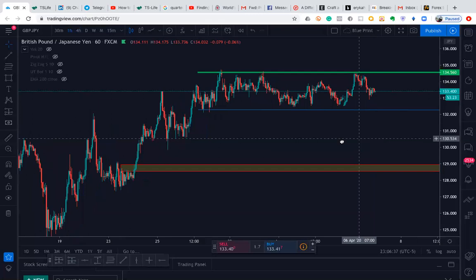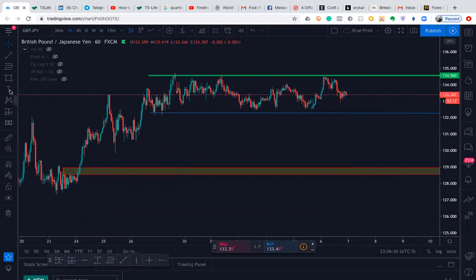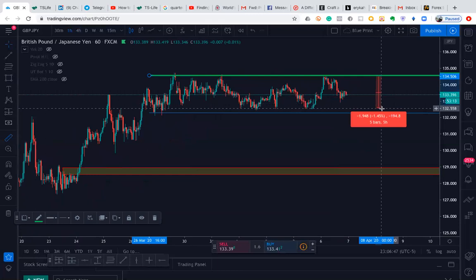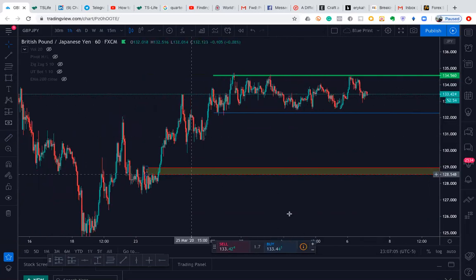Price right now is ranging. So all it's doing is ranging. The distance between here and here is 221 pips. Okay. That's the distance. So price is, for all intents and purposes, hitting and bouncing off of this.